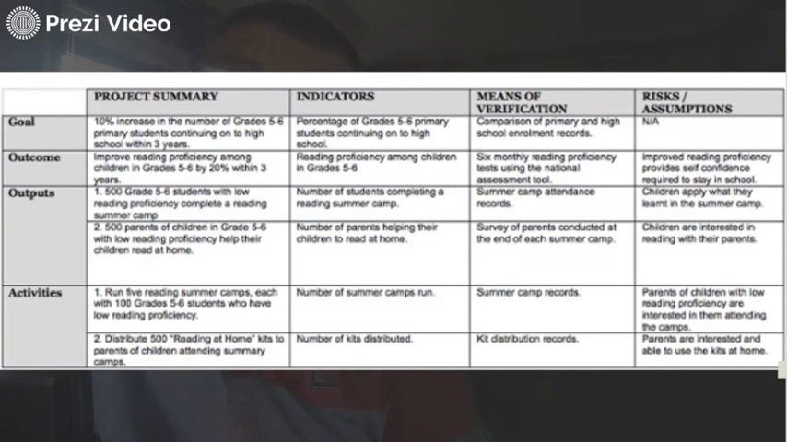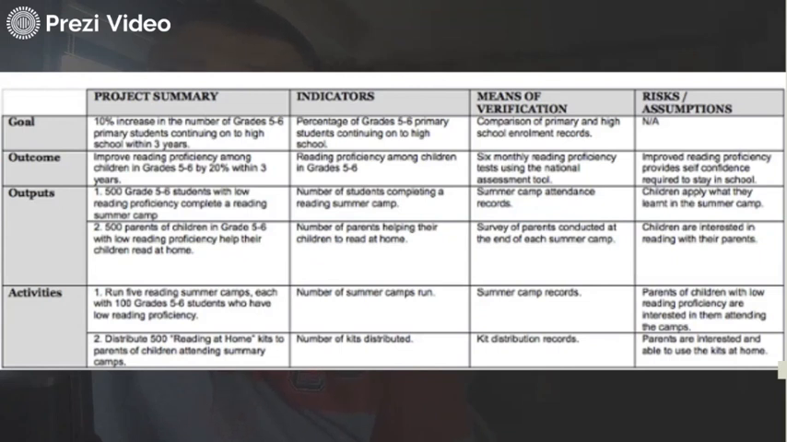Now, the next one is the outcome. The outcome is improved reading proficiency among children in grades 5 and 6 by 20% within 3 years. And the indicator is reading proficiency among children in grades 5 and 6. And the means of verification would be 6 monthly reading proficiency test using the National Assessment Tool. Then you have the risks and assumptions, which is that the improved reading proficiency provides self-confidence required to stay in school. That is the assumption of the outcome.